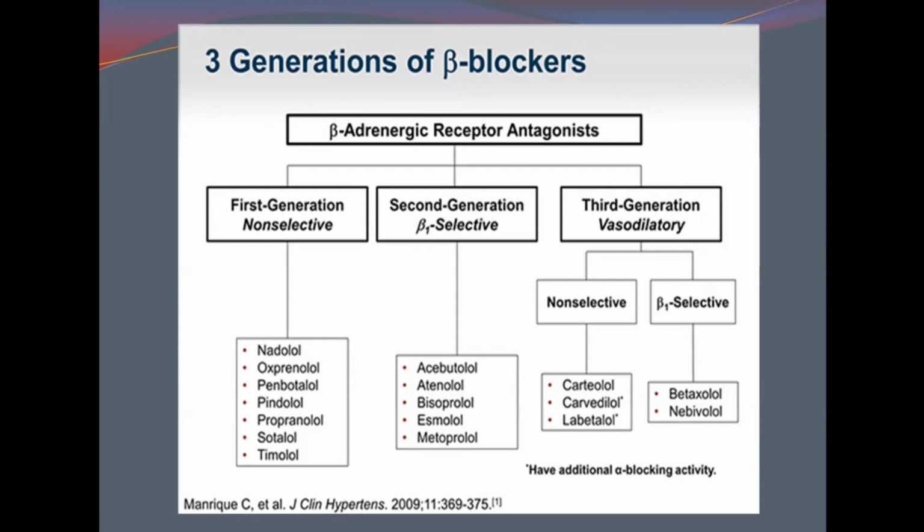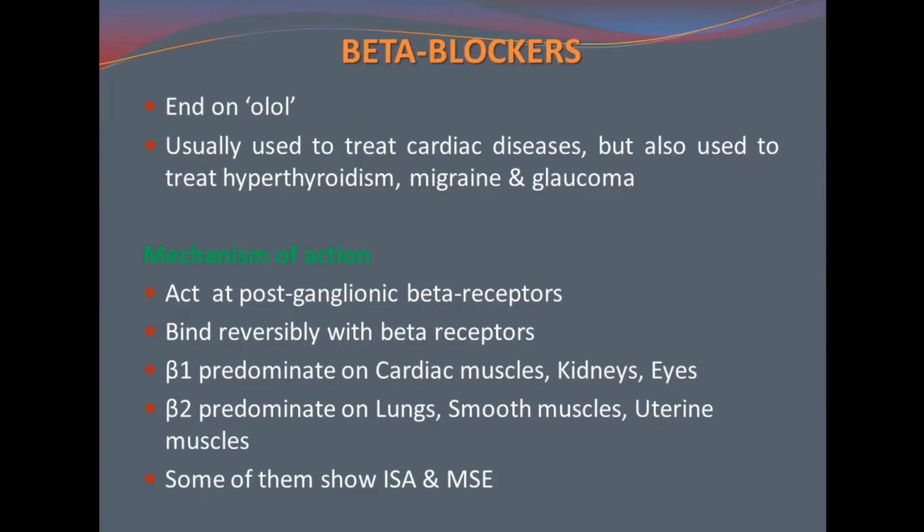Beta blockers, ending in -olol, are usually used to treat cardiac disorders like hypertension, cardiac arrhythmias, and myocardial infarction, but they are also used to treat hyperthyroidism, migraine, and glaucoma. These drugs bind reversibly at postganglionic beta receptors. Some of them show intrinsic sympathomimetic activity and membrane stabilizing effects.